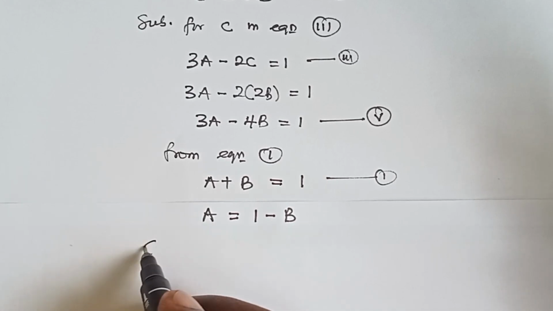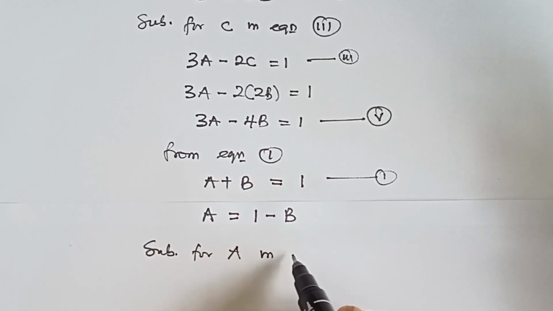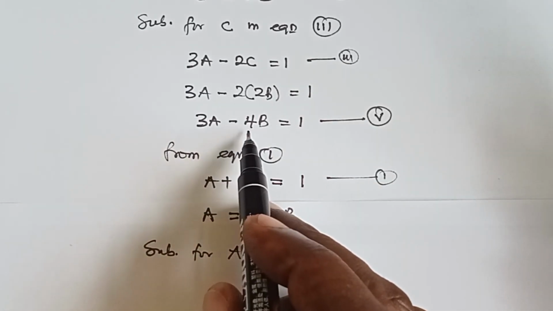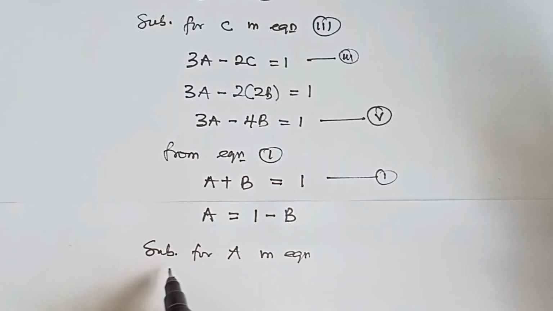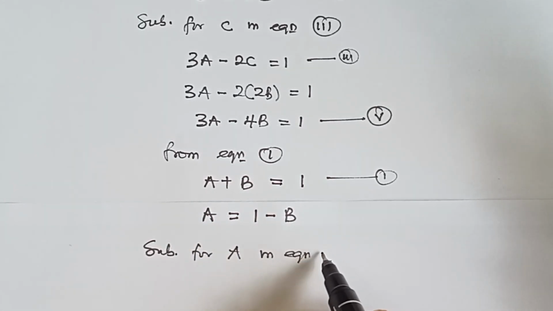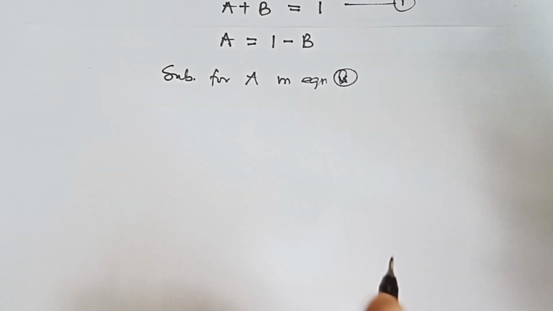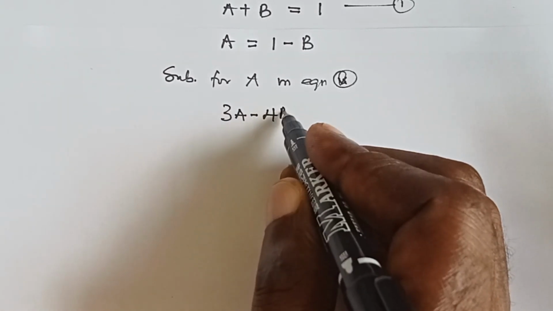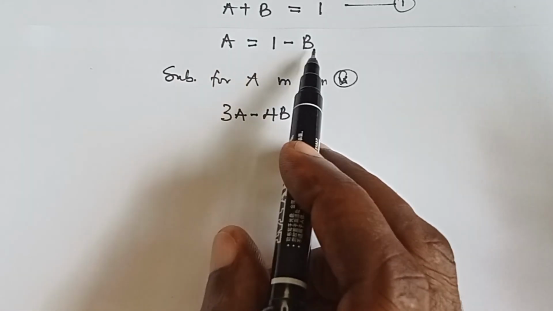And it means that we can solve for a in equation 5. In equation 5, we have 3a minus 4b equals 1. And then we have made a the subject of the formula in equation 1. We can solve for a in equation 5. Okay, and what is equation 5? Equation 5 is 3a minus 4b equals 1. Anywhere we see a, we write 1 minus b.